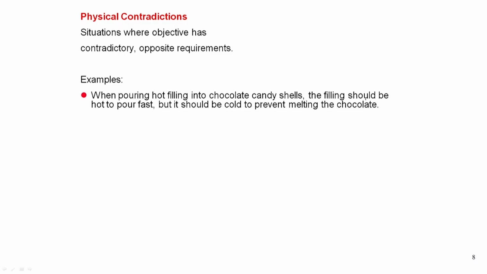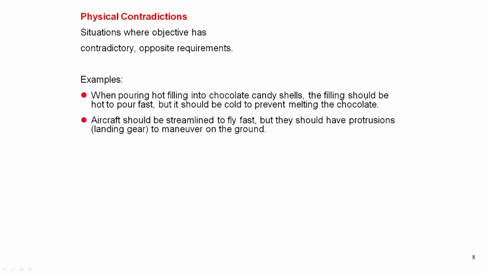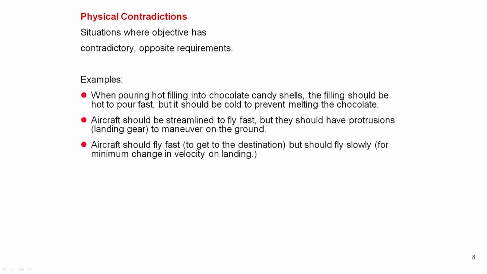It has to be done in such a way that the fudge is edible. It should not become a simple mesh of things, or it should not become too cold. I will give you another one: the aircraft should be streamlined so that it can fly very fast, but they should have some protrusions like landing gear and also the wing changes, so that you can maneuver, you can slow down the speed also on the ground. Aircraft should fly fast to go to the destination, but should fly slowly for minimum change in velocity on landing.